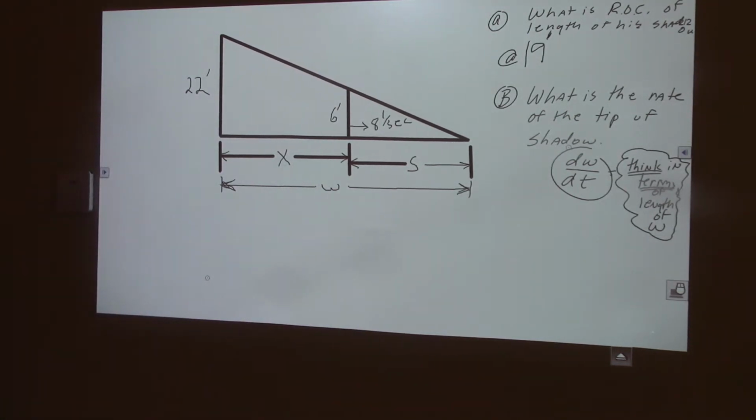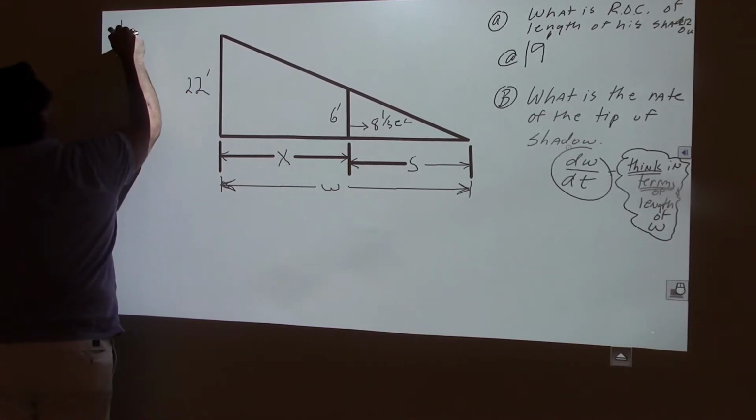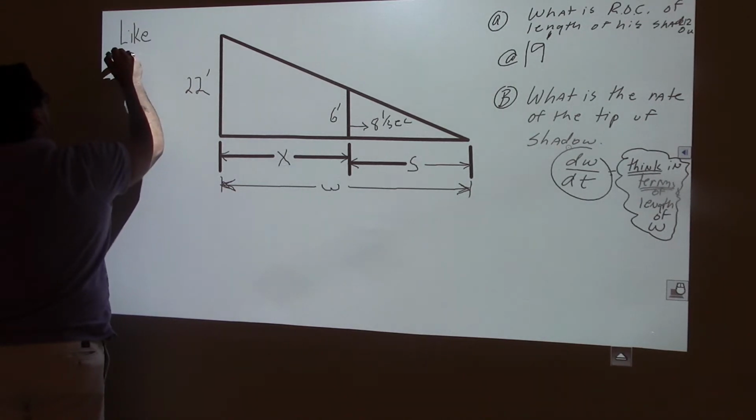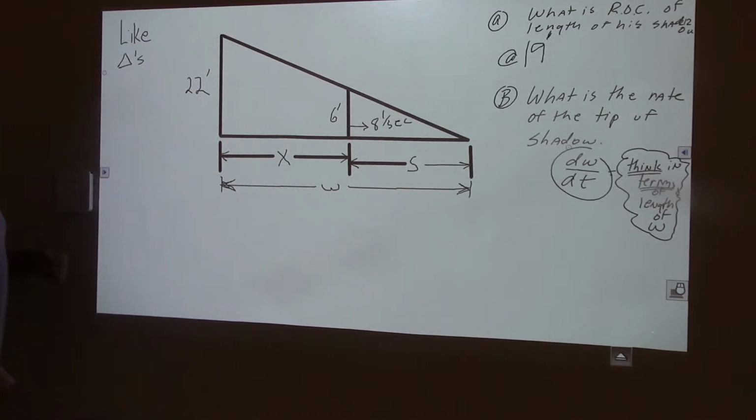Now, what's the first thing you're going to do on this problem? What I tell you, the first thing you need to do on all your problems, find a what? Equation. Now, when you have these problems, the right triangle with the bigger triangle and smaller triangle, what is that? Like triangles. So go ahead and put in your notes, when you have a shadow problem, you're going to use like triangles.